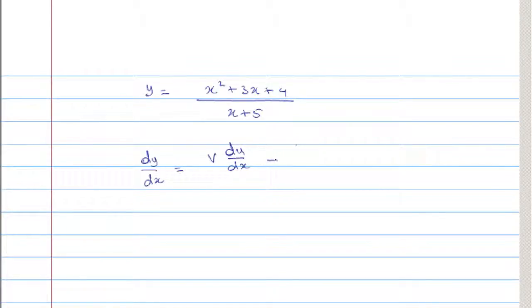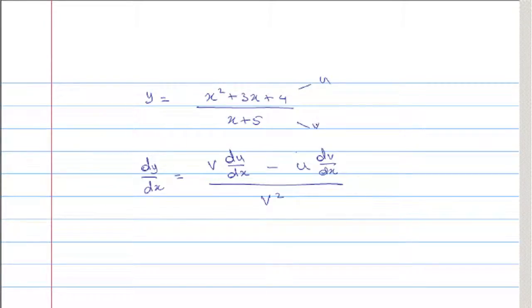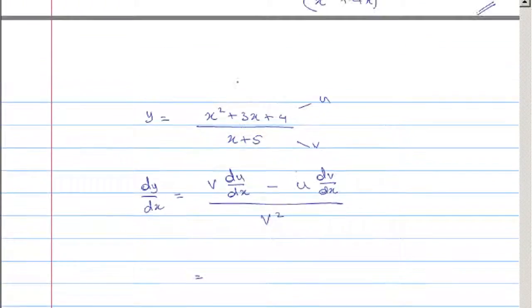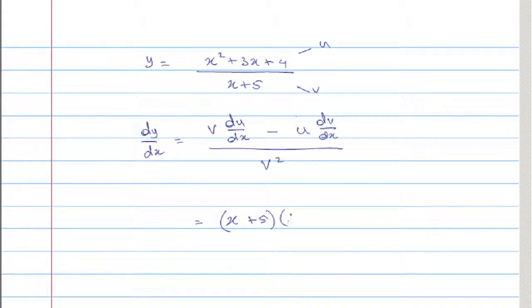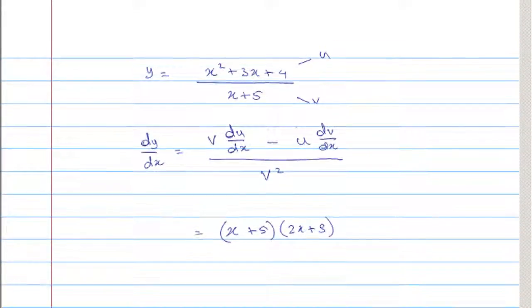Okay, I'll take one last example. Let's say we have y equals x squared plus 3x plus 4 divided by x plus 5. Okay, once again, let's write down the quotient rule. So dy over dx is v times du over dx minus u times dv over dx divided by v squared. And in this case, once again, that's my u. That's equal to v. So v du over dx, that would give x plus 5 times 2x plus 3, because du over dx, differentiating x squared plus 3x, I get 2x plus 3.